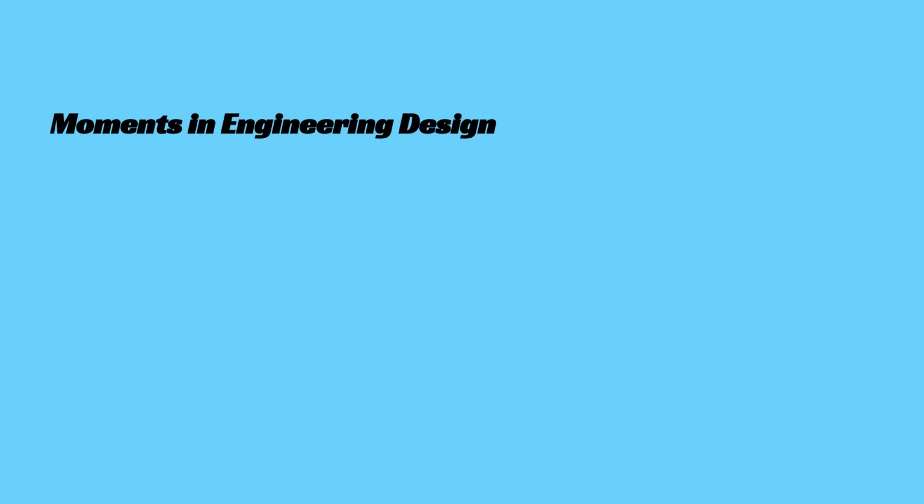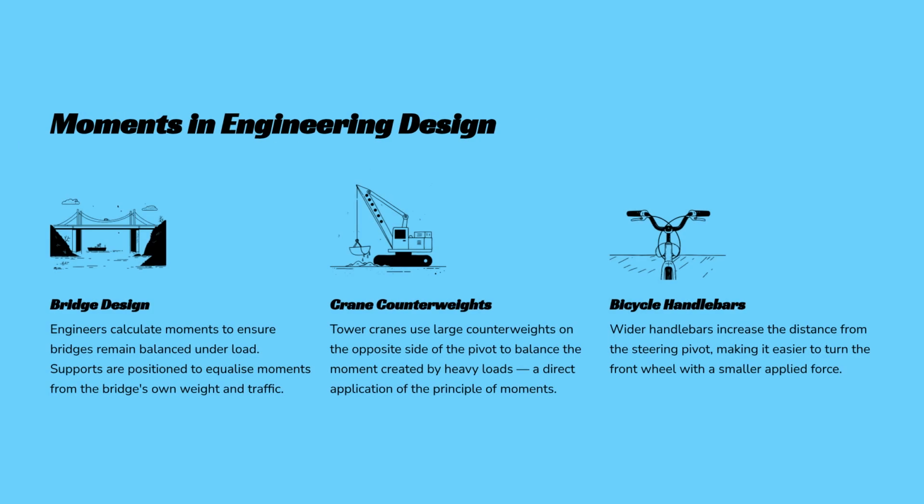Engineers use moments in many designs. In bridge building, they balance forces so the structure remains stable. Tower cranes use counterweights to offset heavy loads, while bicycle handlebars use distance to make steering easier.